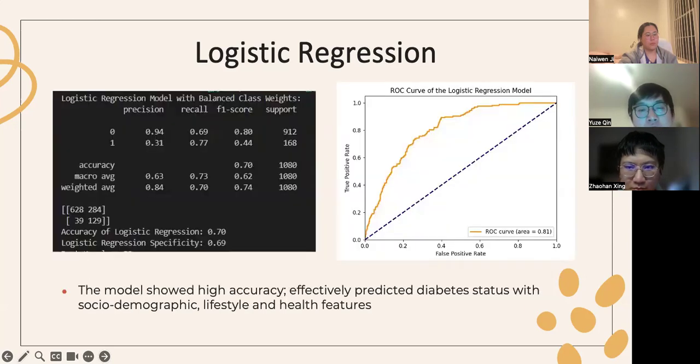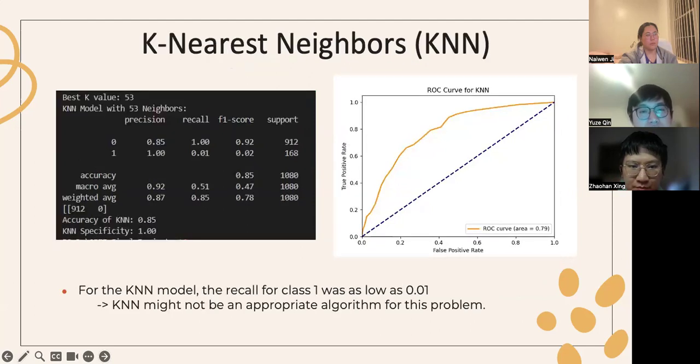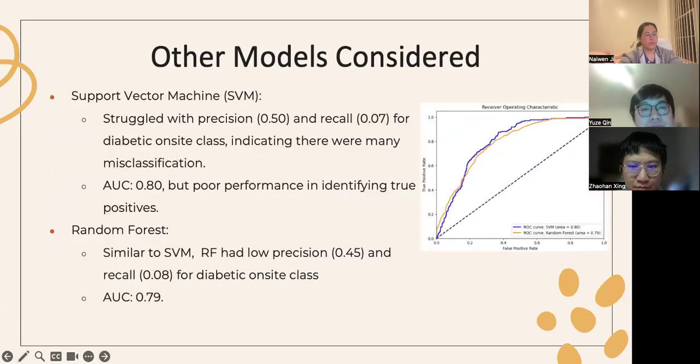So for the LR results, the model showed high accuracy, effectively predicting diabetes status with social, demographic, lifestyle, and health features. For the KNN model, the recall for class 1 was as low as 0.01, so it's safe to say that KNN might not be an appropriate algorithm for this problem. We also considered two other models, SVM and the random forest. They both have low precision and recall, so they perform poorly.